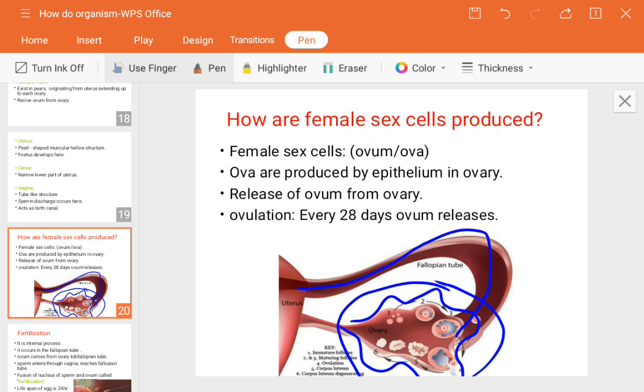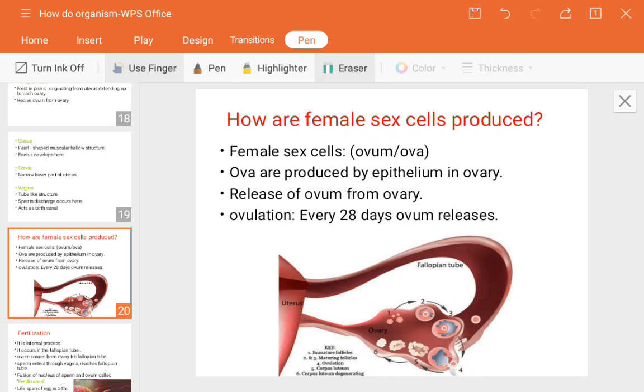Getting? So this actually happens every 28 days. Next, it releases the ovum from the ovary. Ovulation. Every 28 days an ovum is released. So immature eggs are present in the ovaries. When they become mature, at that time the female reaches adolescence, which is also called puberty. That is, changes in the body.